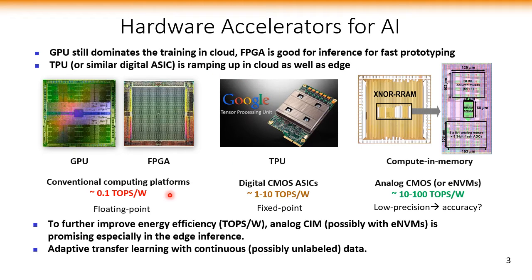If we look at the energy efficiency of those existing solutions, the conventional GPU or FPGA is about 0.1 TOPS per watt. This is essentially throughput divided by the power. And then the TPU, like ASIC design, can improve the energy efficiency to 1 to 10 TOPS per watt. But if we want to further boost the energy efficiency to 10 to 100 TOPS per watt, then we will have to employ some of the analog or the mixed signal techniques to perform this computing memory to reduce the data movement, therefore further improve the efficiency.